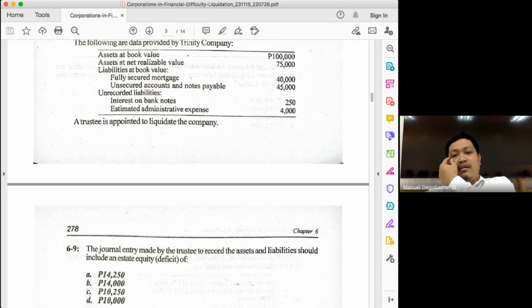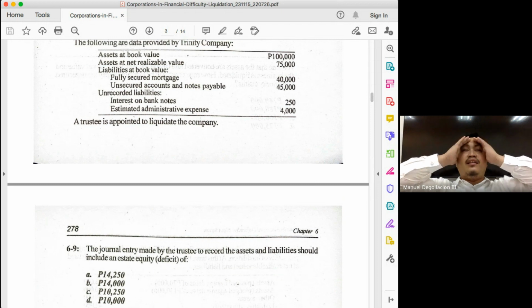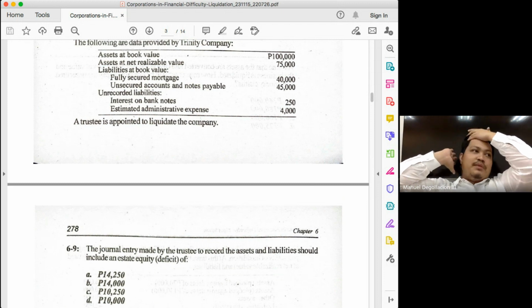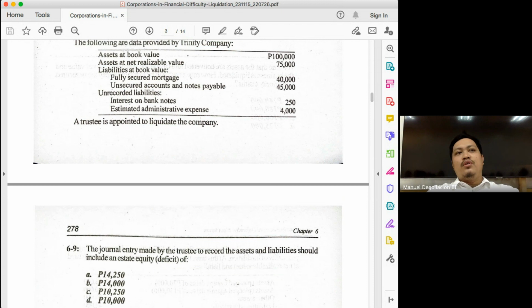Your liabilities are 89,250. So that means you lack how much? How much is your deficiency? Or how much would be your negative equity following the basic accounting equation? You will have 14,250. And that will already be the answer for problem 6-9. Again, equity or deficiency or deficit is a very common question, class. Again, the most straightforward approach is to use the basic accounting equation, and you use the basic accounting equation in solving for your negative equity.